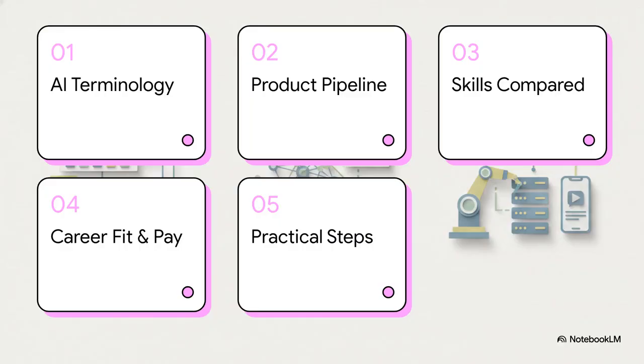Okay, let's dive into this. Here is our cognitive roadmap so you know exactly how we're getting from basic definitions all the way to industry salaries. 1. AI terminology demystified. 2. The AI product pipeline. 3. Skills and responsibilities compared. 4. Career fit and salaries. And 5. Practical steps for success.